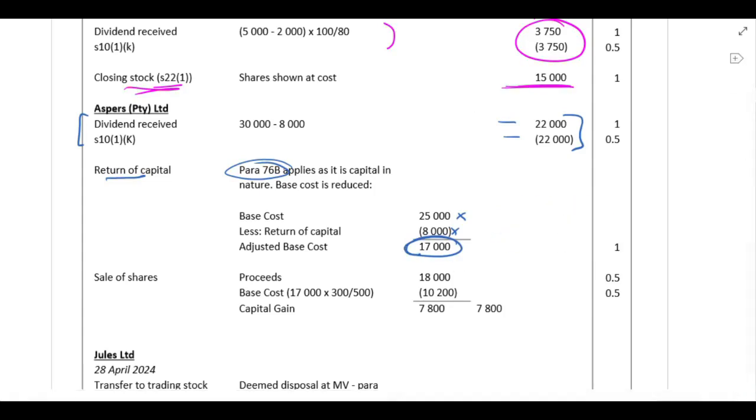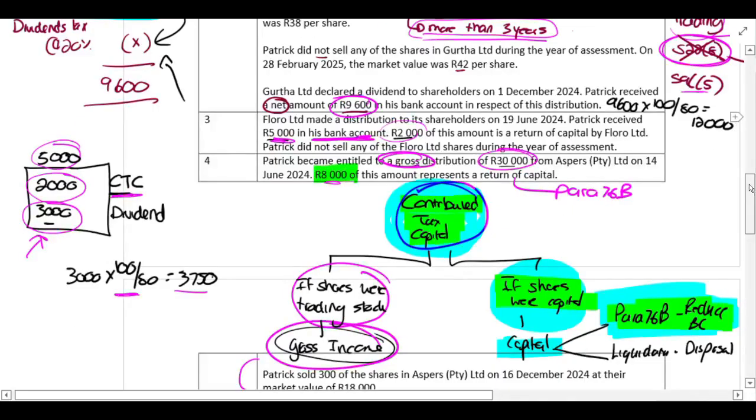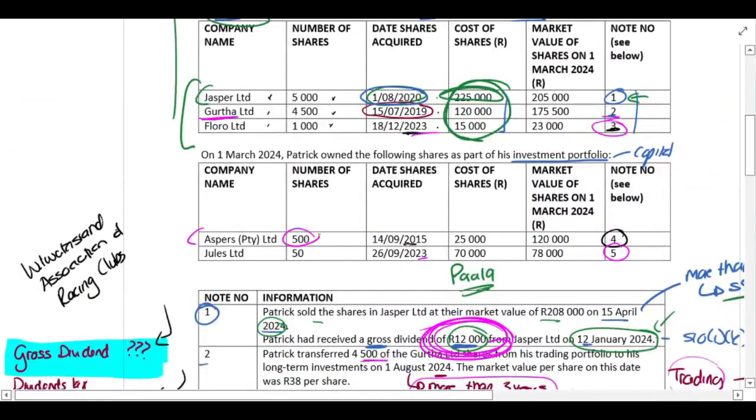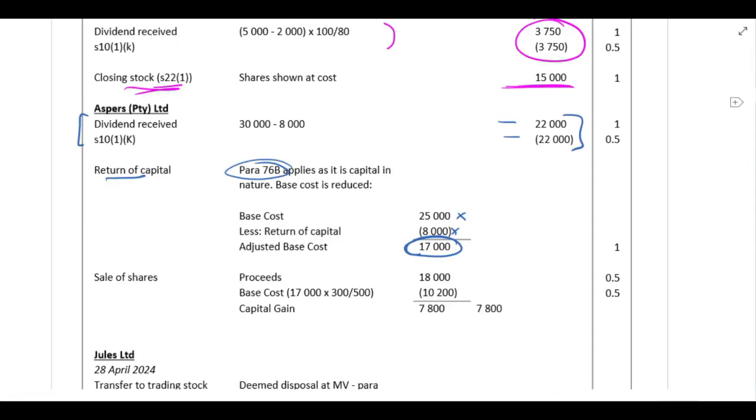In this case, I take it one step further just to show you what happens, where I tell you he then sells 300 of those shares. How many shares did we have? 500. So he sells 300 out of the 500. The base cost of the shares is 17,000. Okay, so that's what the base cost would be for 300 of the shares. And that gives us a capital gain.